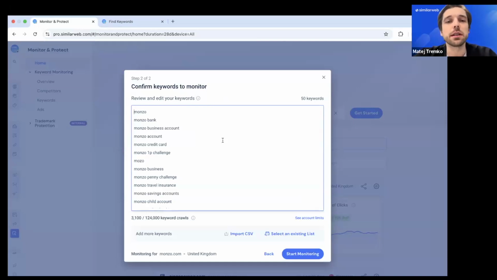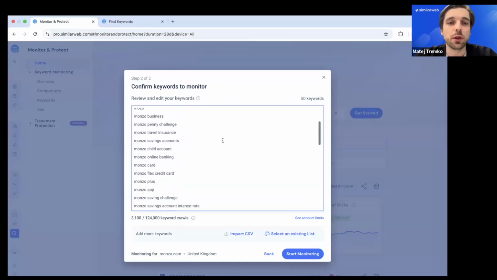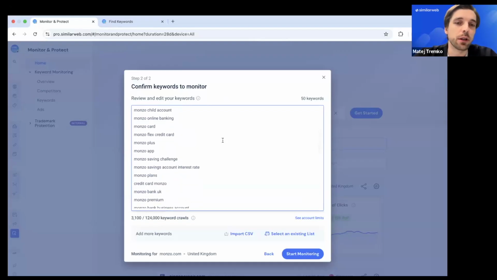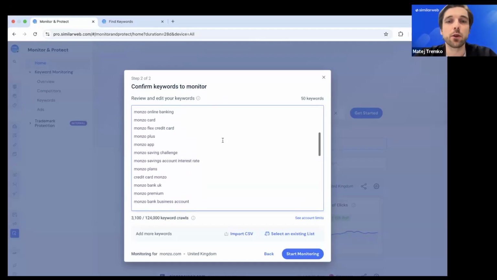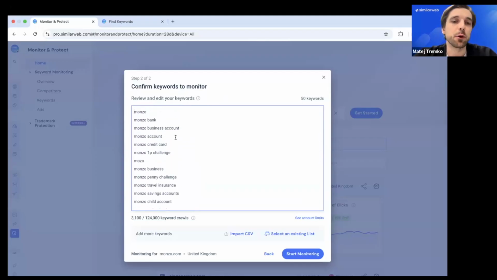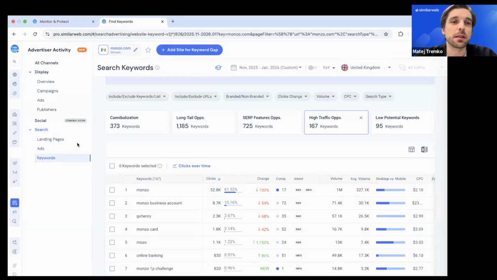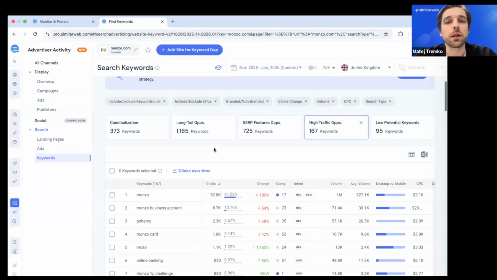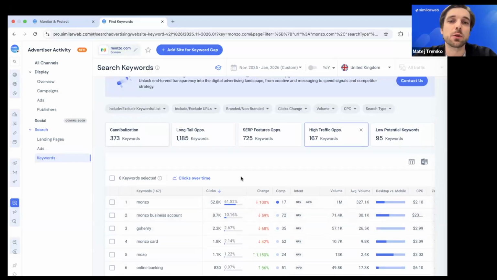So you can consider this a representation of your branded paid search. You can edit these keywords, add more keywords, remove any of these, even add non-branded keywords if you want. And a quick tip here is if you're not sure which keywords to put in, I think you can go back to the section that Delaney was showing, which is the keywords part of Ad Intelligence, where you can identify what are the paid keywords that are driving traffic to my domain, which is monzo.com.